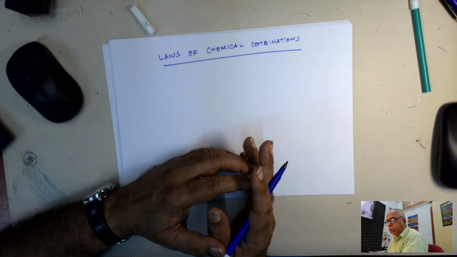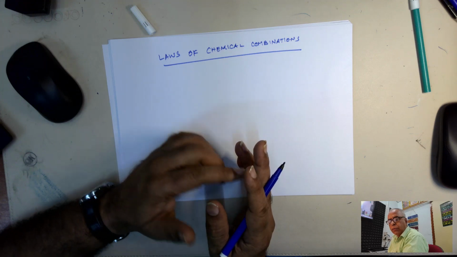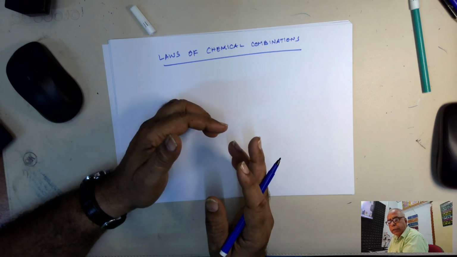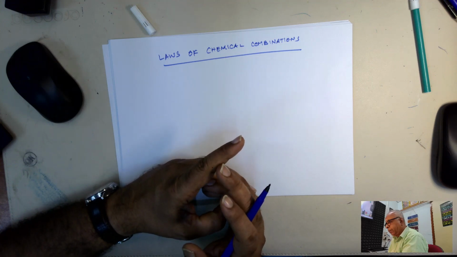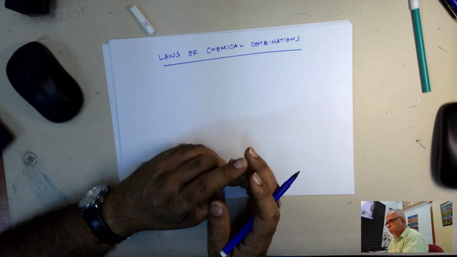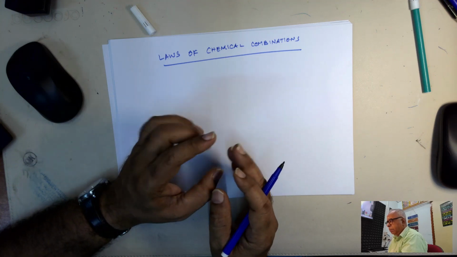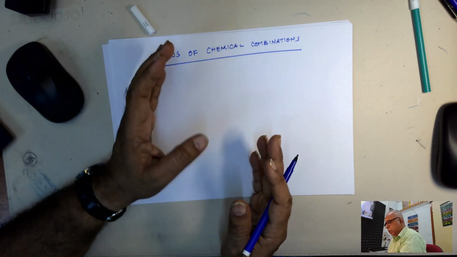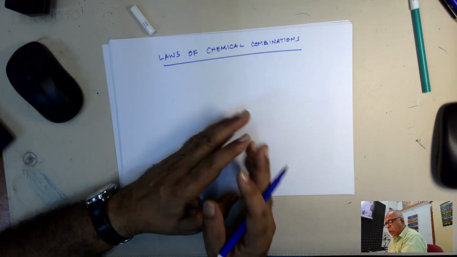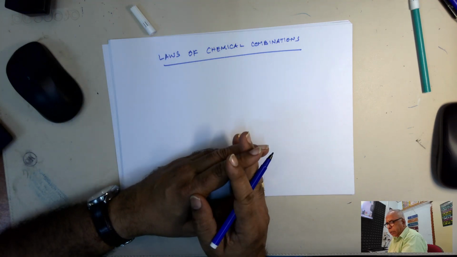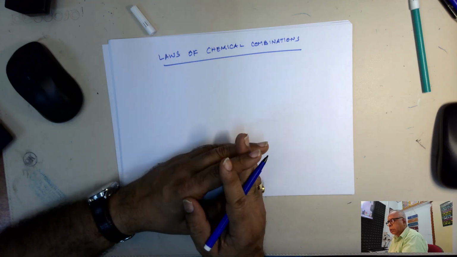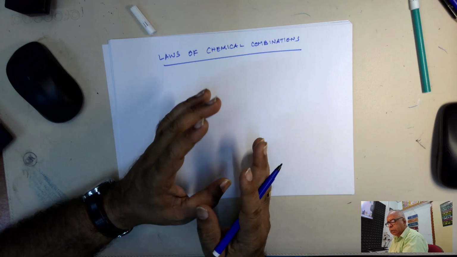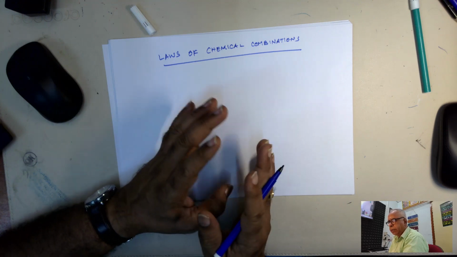Similarly, how is the methane molecule developed? Four atoms of hydrogen combine with one carbon to form CH4. Okay, right. But how are these atoms combined, how are these molecules developed, how are these reactions possible? All of these are governed by the law of conservation of mass. That is very, very important.